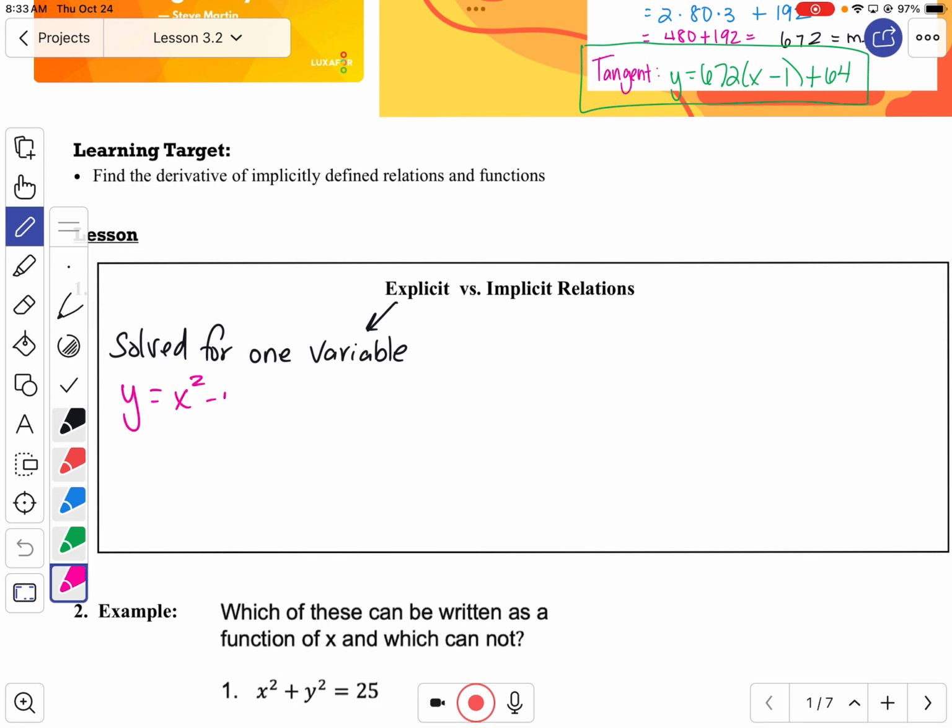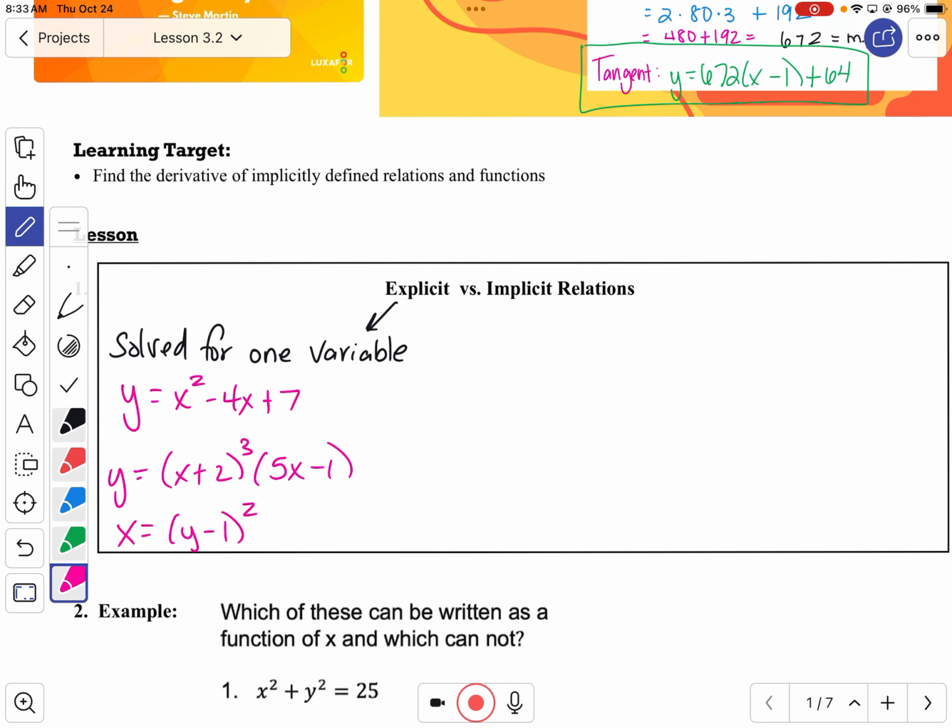All right, y equals x squared minus 4x plus 7, or y equals (x plus 2) to the third times (5x minus 1). It's solved for one variable, so y is by itself. It also could be something where x was solved by itself, x equals (y minus 1) quantity squared. So as long as you have one thing isolated, it is considered explicit. All right, it doesn't necessarily mean it's a function, but it is explicitly defined. One variable is isolated.